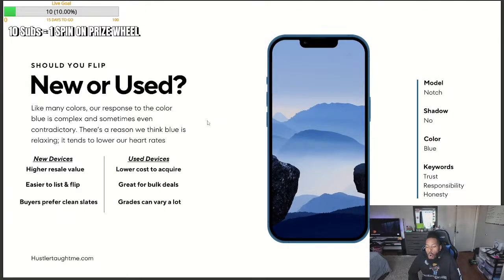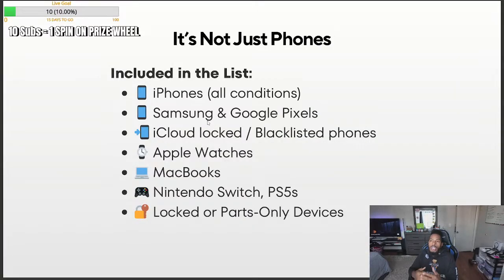Now, should you flip new or used? Now, buyers would prefer you to do any, right? But I would say do used. They probably would tell you do new, because new is obviously going to make them more money, but the problem is it's going to cost you more as well. So it's interesting for you to jump into that realm when it comes to the new and used, because one thing I realize is that no matter what, it all depends on how much you're willing to spend, okay?